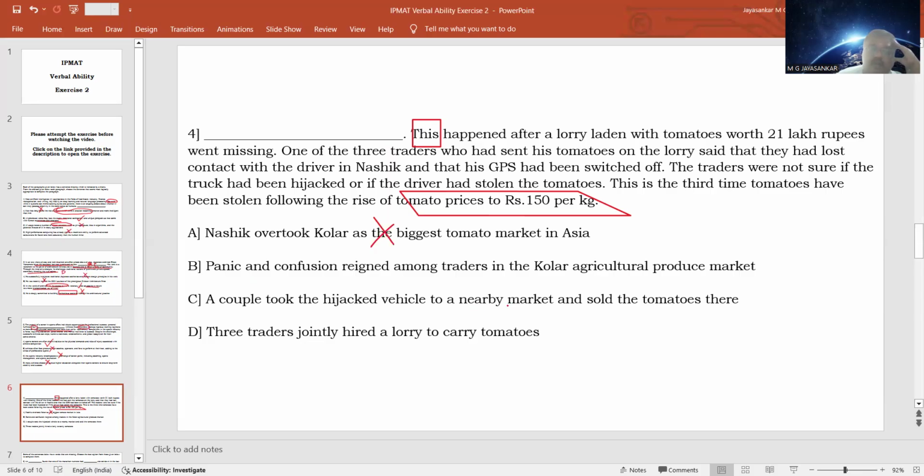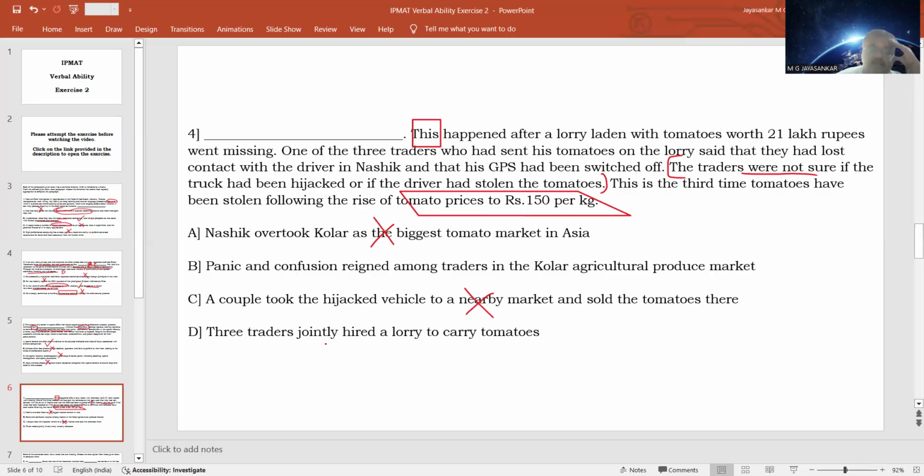Option C, a couple took the hijacked vehicle to a nearby market and sold the tomatoes there. Probably, we don't know. But this is not evident from the remainder of the passage. If they knew what happened, the relevance of the GPS getting switched off and the traders not being sure if the truck had been hijacked would be lost. If the traders knew that the couple had taken the hijacked vehicle and sold the tomatoes, what is the point in saying that they are not sure whether the lorry was hijacked or the tomatoes had been stolen by the driver? So this is not logically fitting in with the passage.